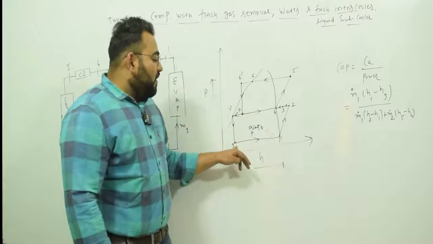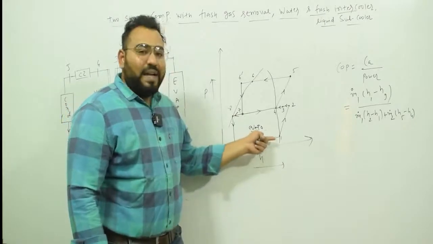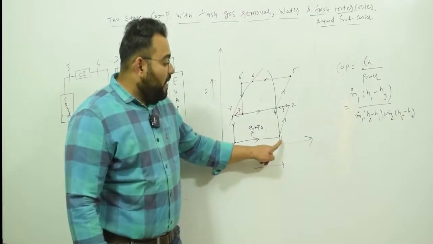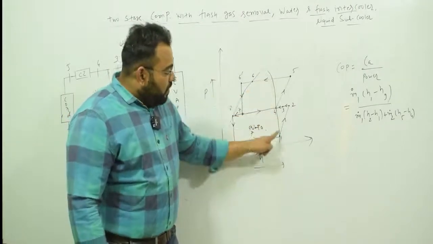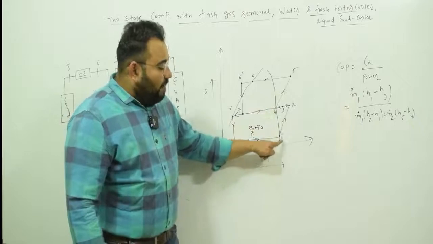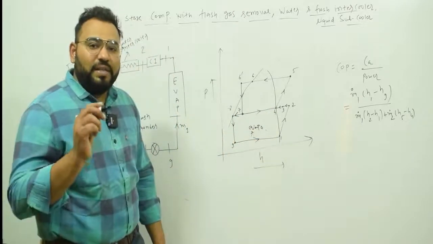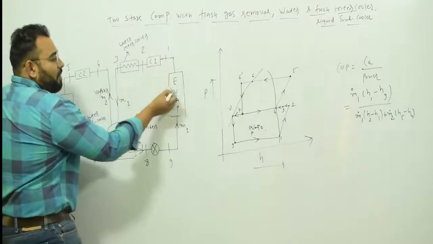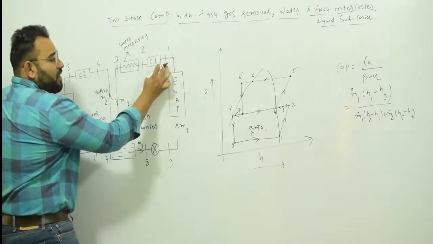From point 9, liquid refrigerant enters the evaporator, latent heat absorption takes place, and at point 1 you have a vapor refrigerant. That's why you can see that point 1 is on the saturated vapor line, which means point 1 is in the vapor state after passing through the evaporator.